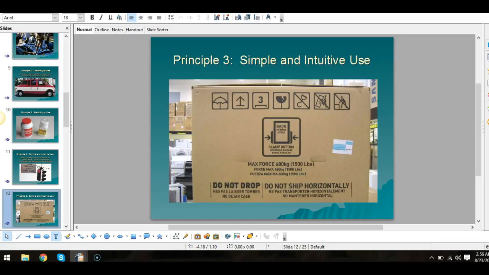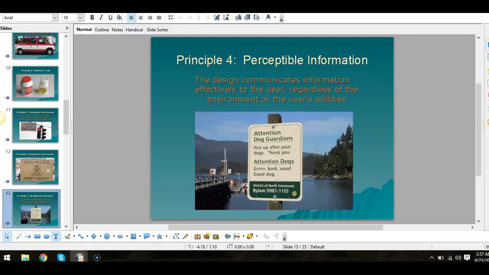The third principle, simple and intuitive use, is also illustrated on this picture of a large box that has lots of different icons that specify the use or the handling of this box. All of it is quite intuitive and simple. However, there are so many of them that it may become quite confusing how it should be shipped and not dropped and handled, and so it all becomes quite overwhelming. So I would not say that this box is designed simply and intuitively.